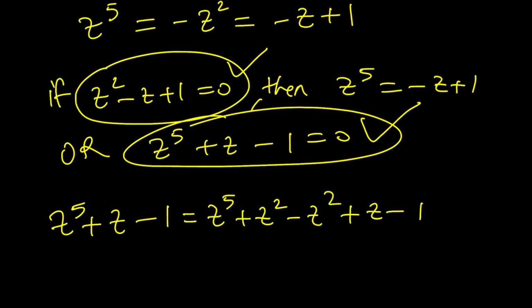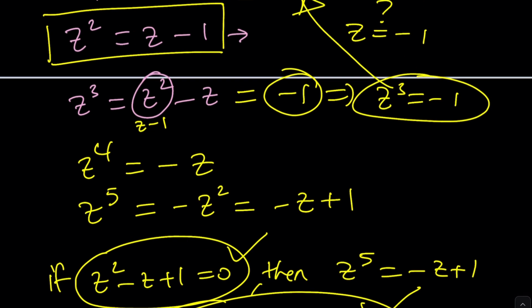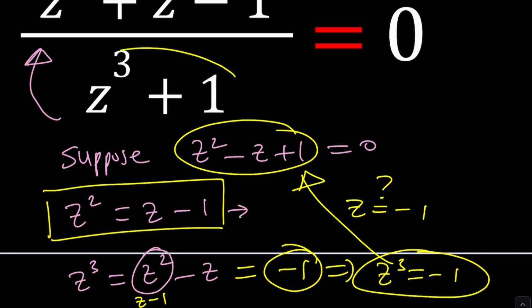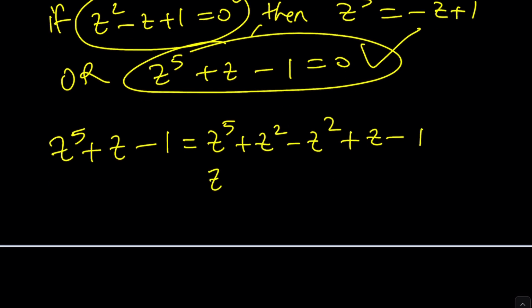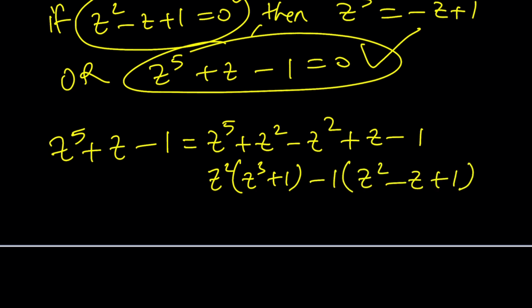Now, why did I add z squared? You might be questioning. Because, remember, we have z cubed plus 1 in the denominator, right? And if you take out a z squared, this is z cubed plus 1. In other words, z to the 5th plus z squared is a multiple of z cubed plus 1. But why did I use that? Because whatever follows will be a factor of this.